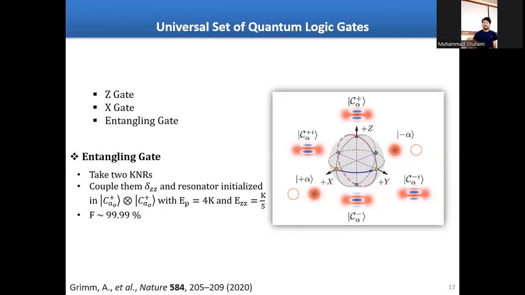To complete the set of universal quantum gates, we have to apply entangling gates. For the entangling gate, we take two KNR Hamiltonians and couple them through an additional single-photon drive, which we used in the Z gate. The resonator is initialized in the composite states of cat states, and we have achieved a fidelity of the entangling gate of 99.99%.